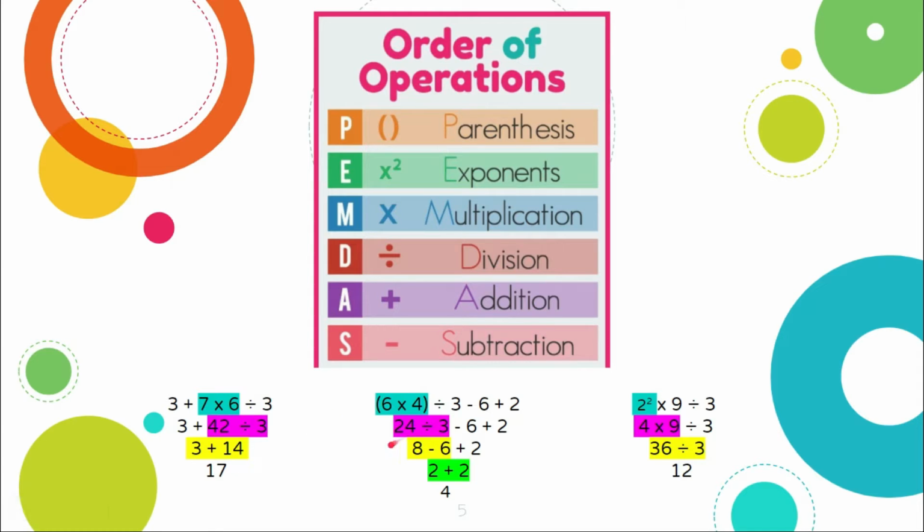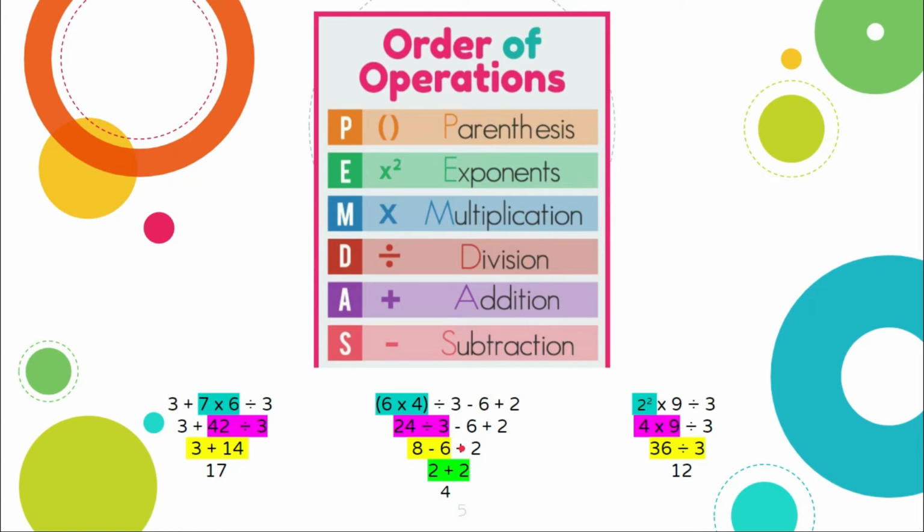In our second example, we have inside parentheses 6 times 4 divided by 3 minus 6 plus 2. According to the order of operations, the first thing we are going to simplify is whichever operation is inside the parentheses. So we solve for 6 times 4, which is 24, and we copy everything else. Divided by 3 minus 6 plus 2. Next, we solve the division exercise here. 24 divided by 3 equals 8. And we will copy everything else.